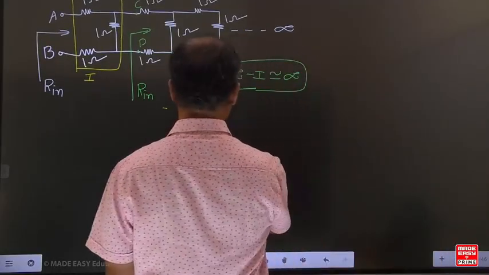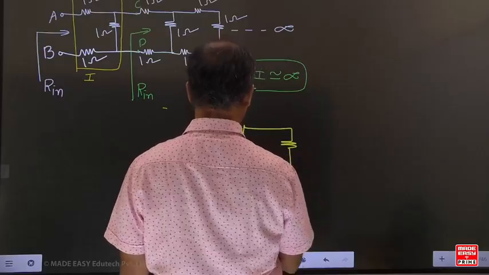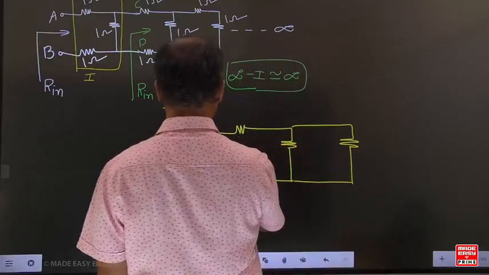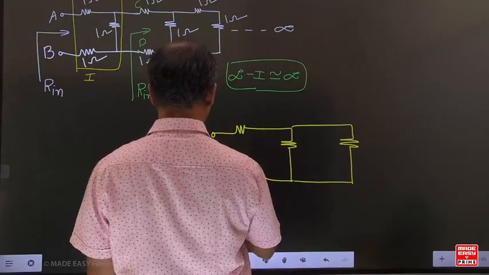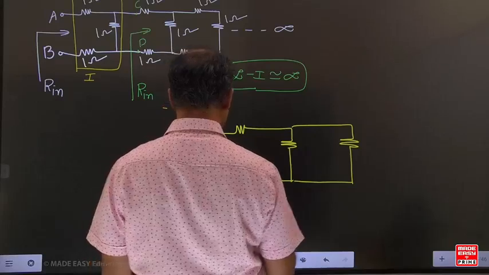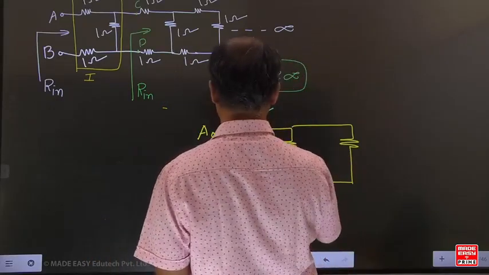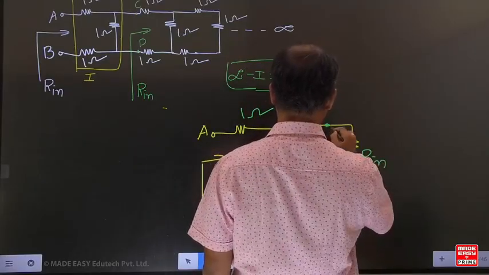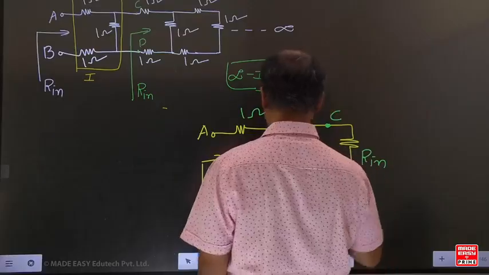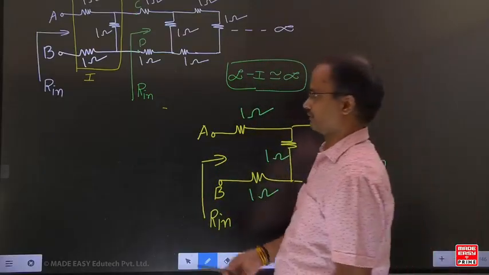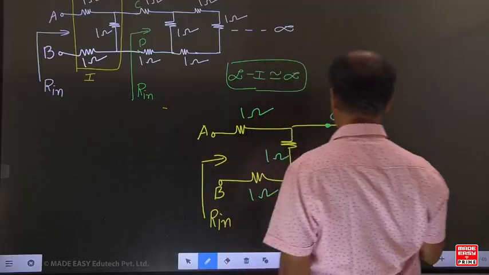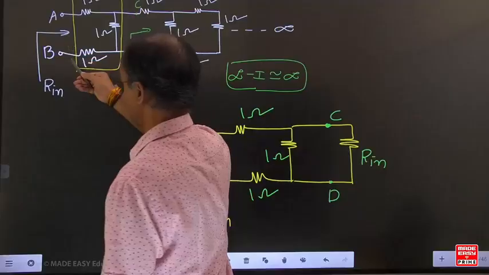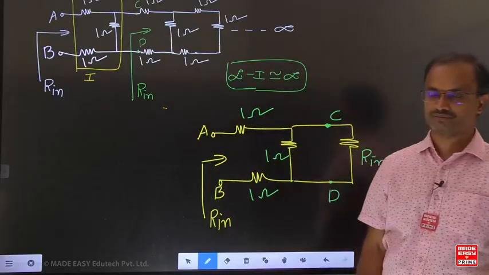For this example, can you draw this figure like this? With respect to C and D, what is the equivalent value? How much here? R input. With respect to A and B also, again, what is the equivalent value? It is the R input.